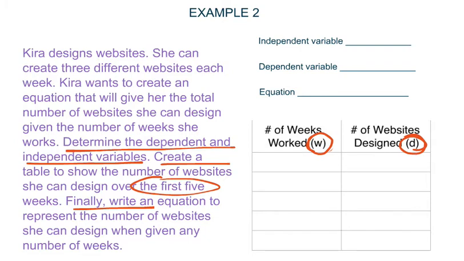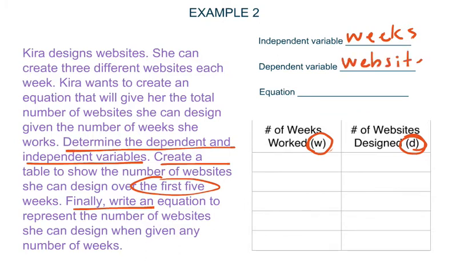All right, first I need to look at which one of them is independent. Which one is going to change no matter what? I believe that that one is the time, because time will continue no matter what. So the number of weeks worked is our independent variable. So I'm going to abbreviate and just shorten it here to weeks. The dependent variable, the one that depends on the other, is the websites.